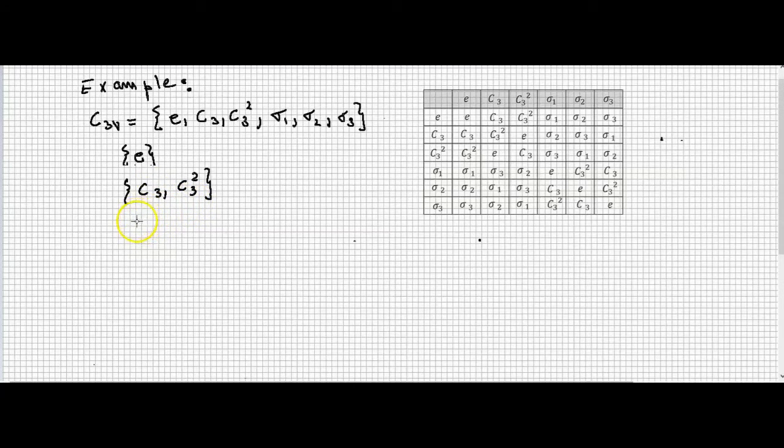Now if I want to get another class, I consider an element that doesn't belong to these two classes, for example sigma 1. And I repeat the same procedure, and then I will find sigma 1, sigma 2, sigma 3. So these three elements are conjugated of each other. And this group has only these three classes.